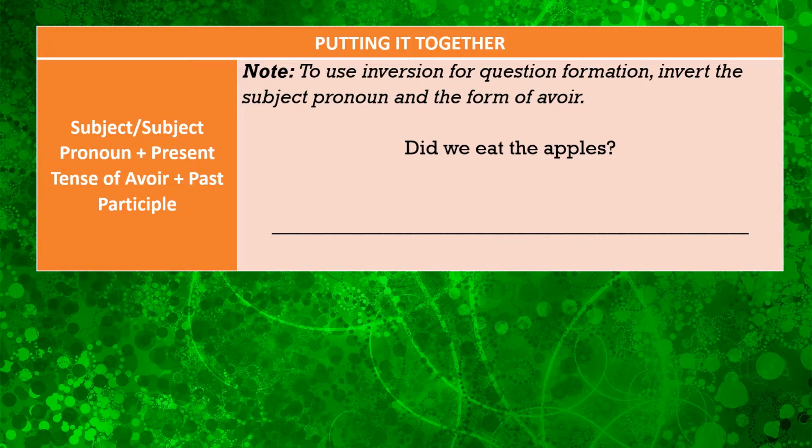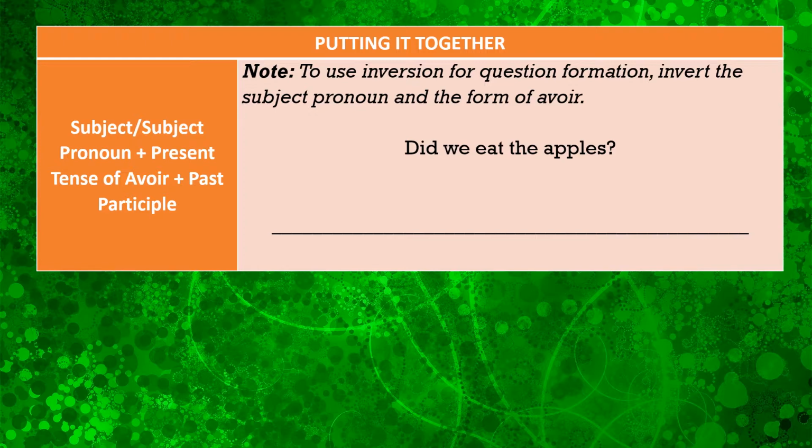Okay? What about if I want to do inversion, to ask a question in the Passé Composé? Inversion is where you take the subject pronoun and the verb, and they swap places. Normally the subject pronoun comes first and then the verb, but to ask the question, we switch them so that the verb comes first and then the subject pronoun. That's how we form questions in English, and you can see that right here with did we eat the apples? Okay? The statement would be we did eat the apples. But notice I have inverted it to ask the question so that the verb comes first and we say did we eat the apples?